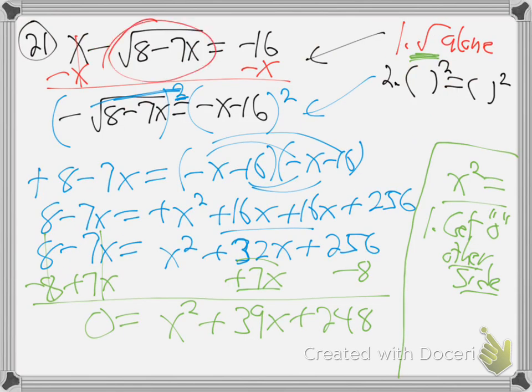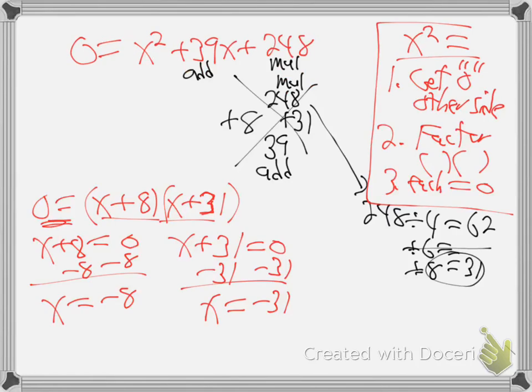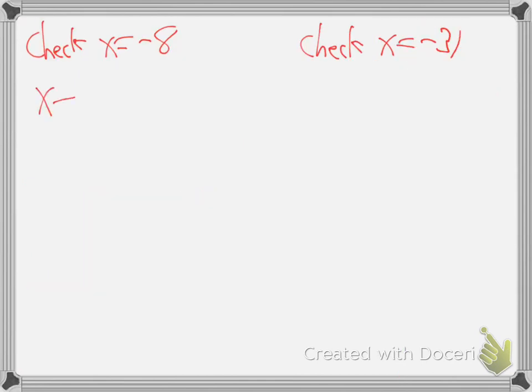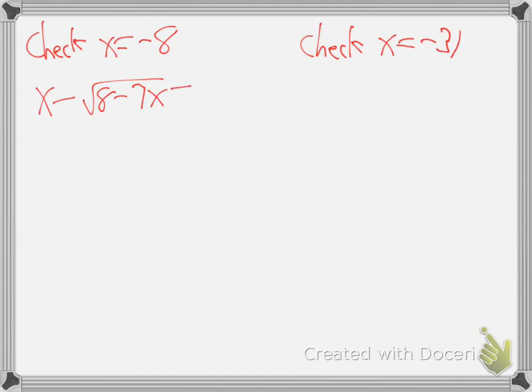See, the problem began with a root. Any problem, there'll be 2 of them on the test Monday, that starts with a square root, you must do step 3 and check. Usually one of the answers is no good. So now we have to check. Let's check x equals negative 8 and x equals negative 31. Where do we check? With the original: x minus the root of 8 minus 7x equals negative 16. So that's what we check with.